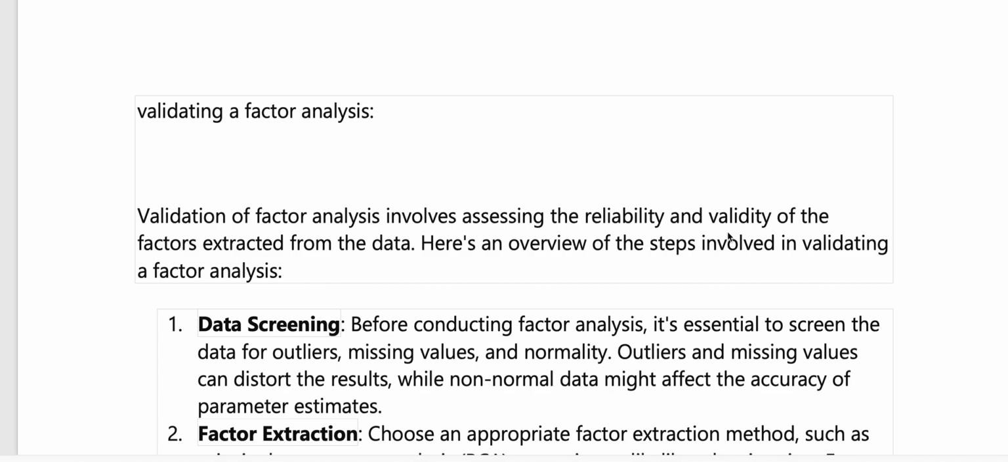Let's talk about factor analysis, and also about validating a factor analysis. What is validating a factor analysis? Validation of factor analysis involves assessing the reliability and validity of the factors extracted from the data. Here is an overview of the steps involved in validating a factor analysis.